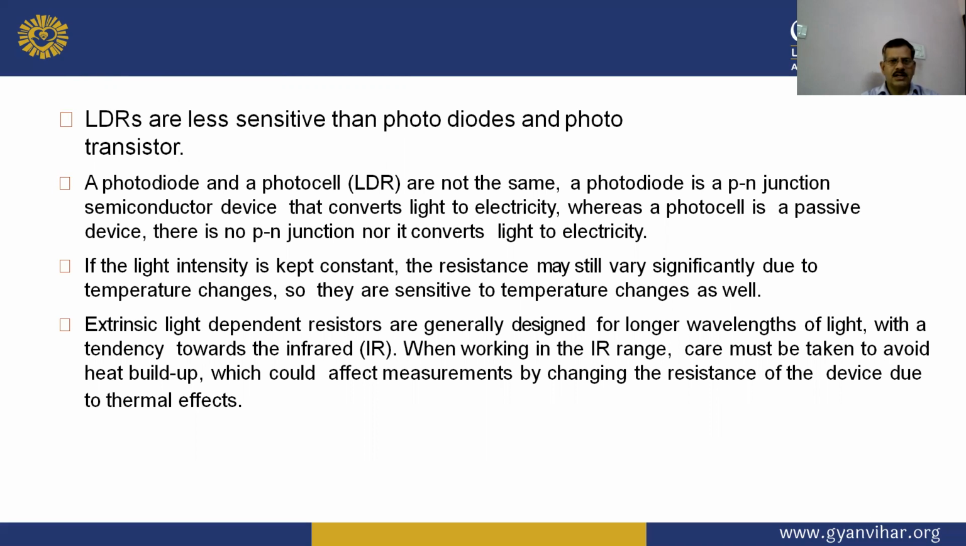If the light intensity is kept constant, the resistance may still vary significantly due to temperature changes. So they are sensitive to temperature change as well. Extrinsic light dependent resistors are generally designed for longer wavelengths of light, with a tendency toward the infrared, IR, when working in the infrared range. Care must be taken to avoid heat buildup, which could affect measurement by changing the resistance of the device due to thermal effects.